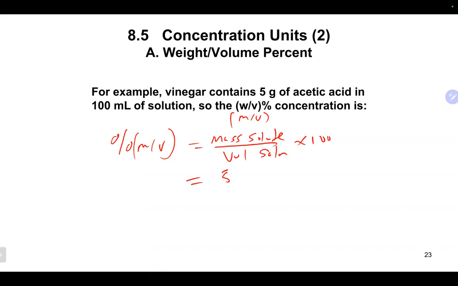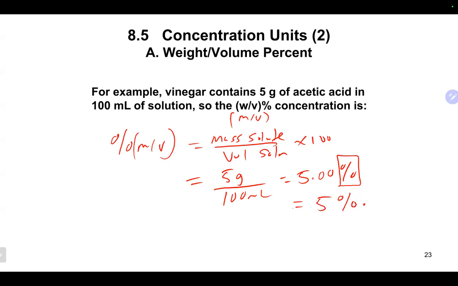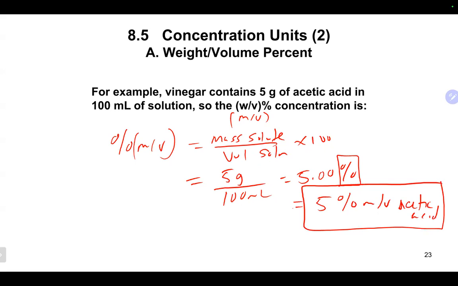So putting in our numbers would give us 5 grams divided by 100 milliliters, kind of like the density, right? So this is basically 5 divided by 100 times 100, which gives us 5%. And that is how people will leave the answer. If you want, you can leave it as 5% mass to volume acetic acid. Okay, so questions on that one.